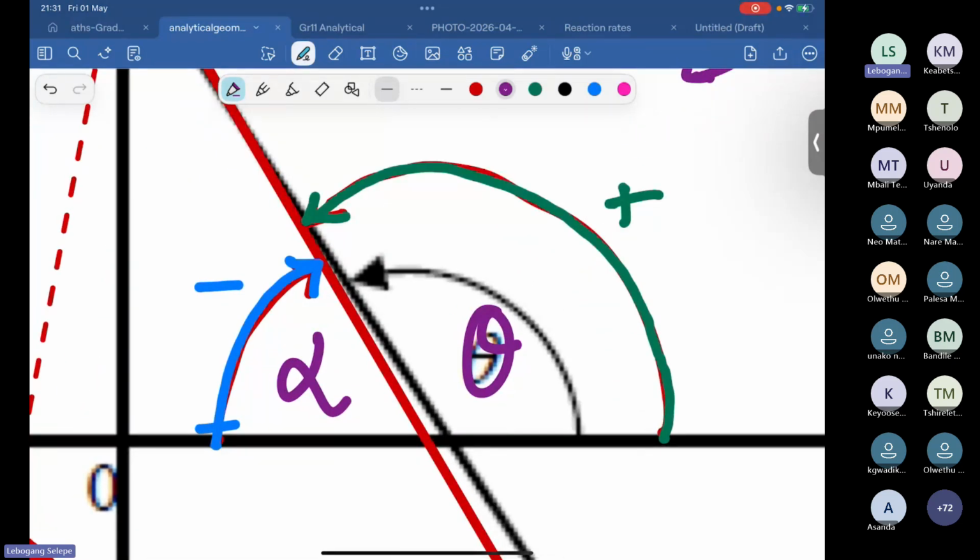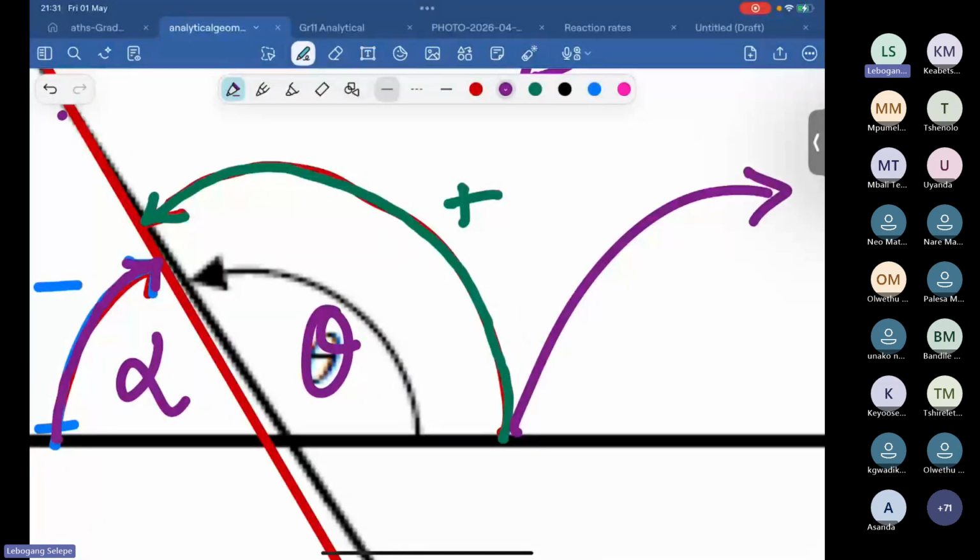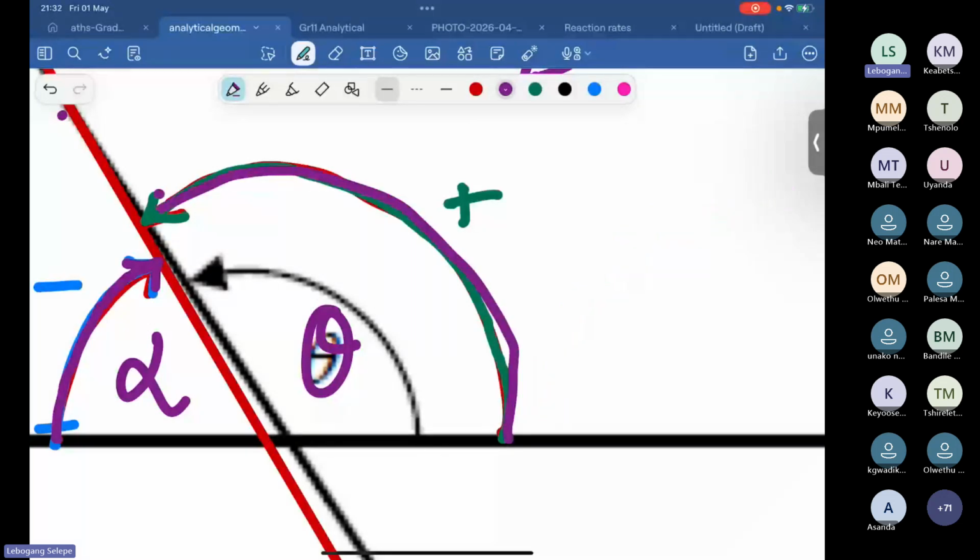So a negative angle is an angle that we are forming in the clockwise direction, like alpha. Alpha is an angle between the x-axis and the line segment itself in a clockwise direction. That is called a negative angle. When you look at theta, I'm not forming theta like this, right? Theta is formed in the other direction. So it's formed like that. So that makes theta an angle that is formed in an anti-clockwise direction, which makes it a positive angle.